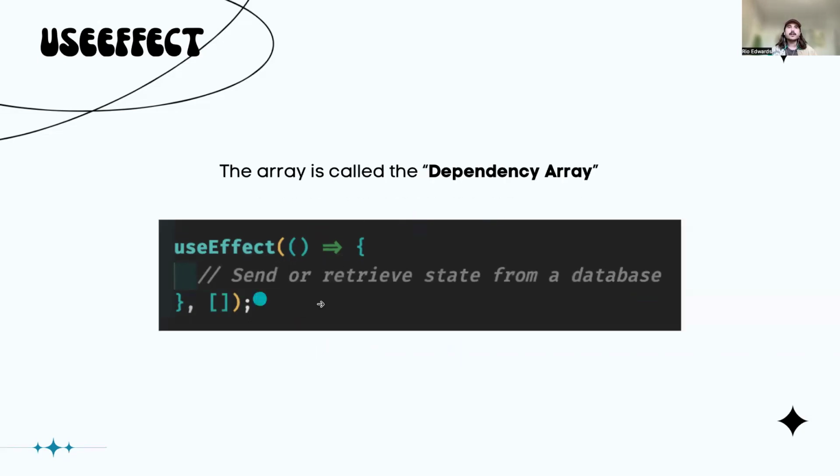So now we're going to talk about the array. For now, I'm just going to leave the function like this, and I'm just going to say we're going to get here to where we're actually interacting with the database in this function. For right now, all you need to know is that in this function, we're going to be interacting with the database in this callback function. The array here is called a dependency array. And it basically defines when this function will run.